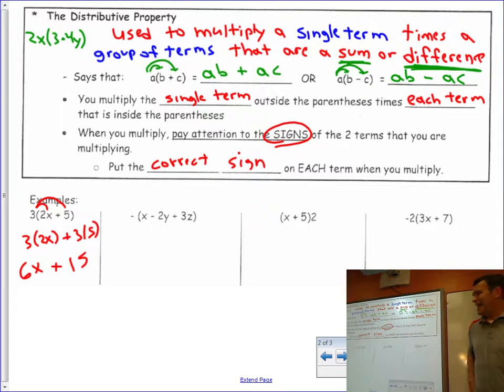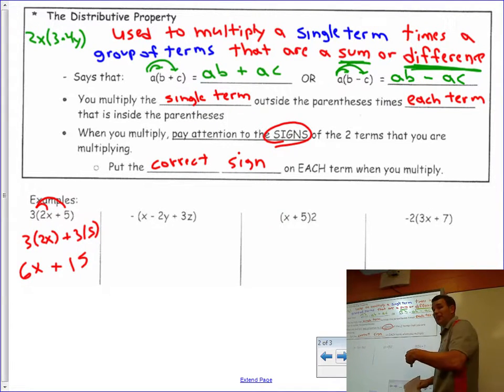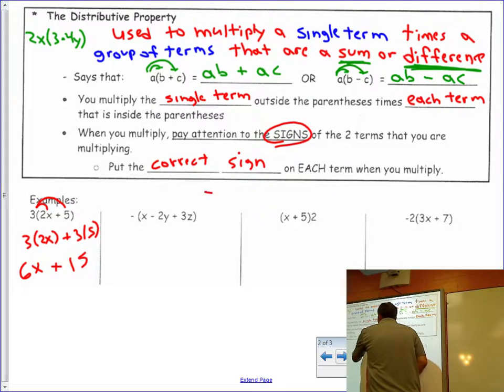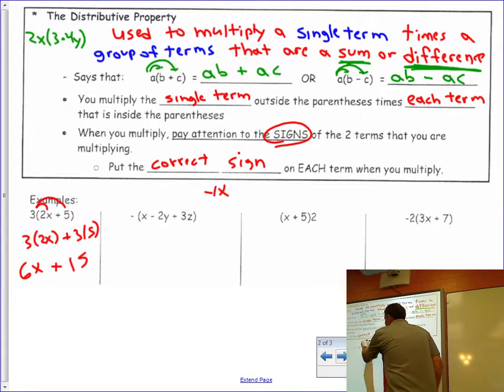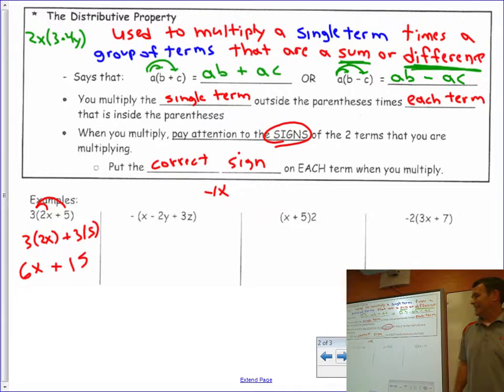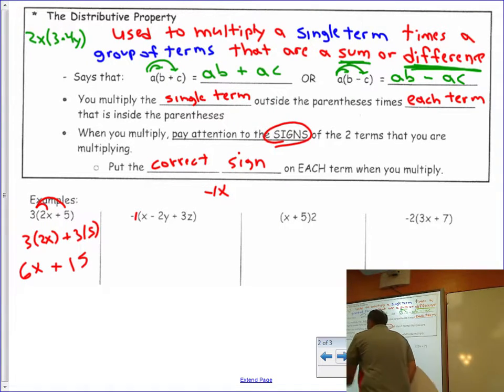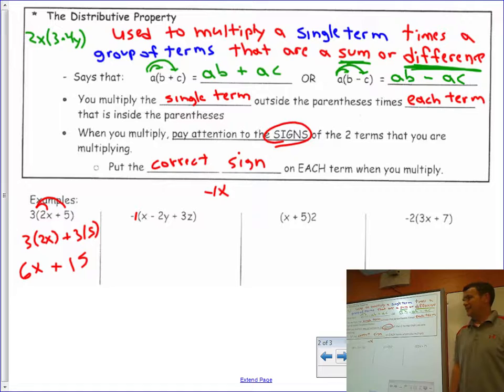In the next one, I have a negative sign in front of the parentheses. This reminds me of the old coefficient game we played. We played name that coefficient. What coefficient is the coefficient of the term negative x? That's right. It's negative one. There is a secret negative one in front of the x. And that is true with the negative sign in front of the parentheses also. There is a negative one in front of that parenthesis when it has a negative sign.